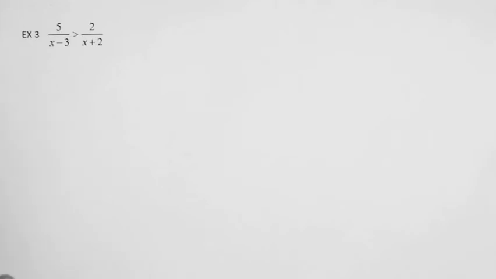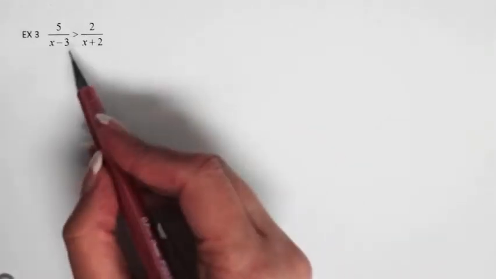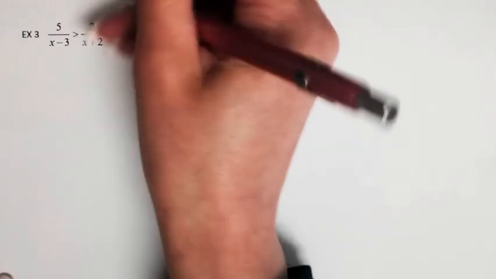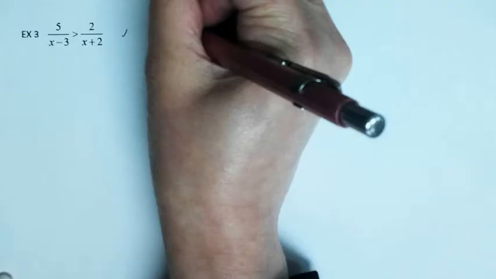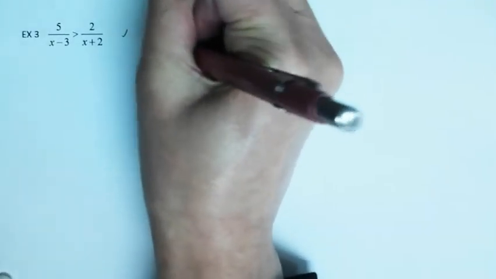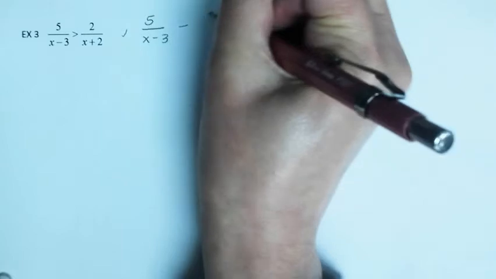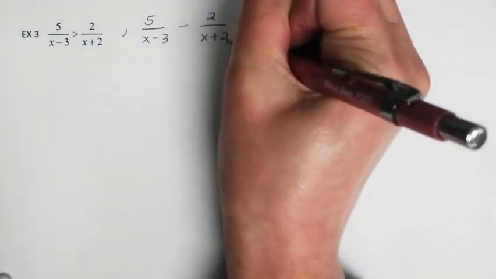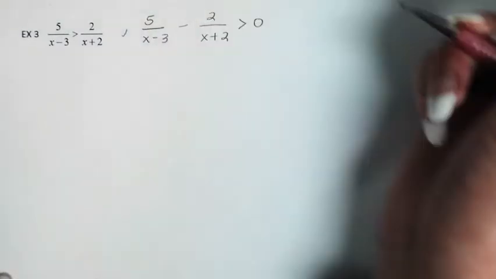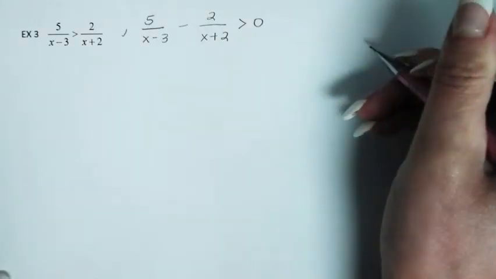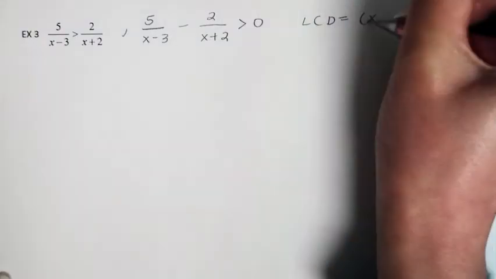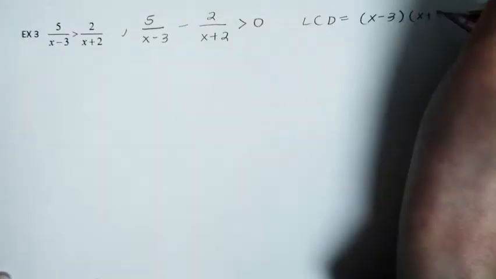So for problem number 3, what you can recognize immediately is that you don't have a 0, so we need to move this term to the other side. So what you have here is going to be 5 divided by x minus 3 minus 2 divided by x plus 2 greater than 0. You can recognize here that the least common denominator here is x minus 3, x plus 2.